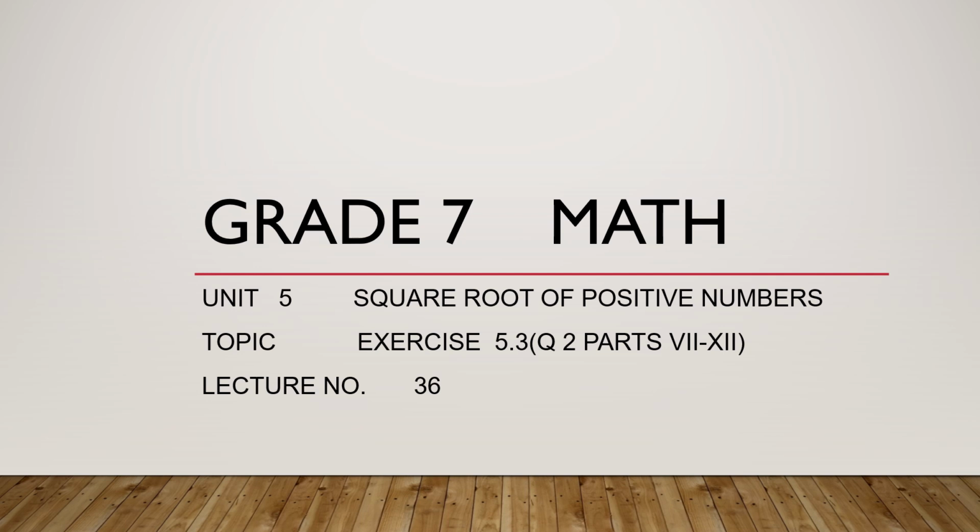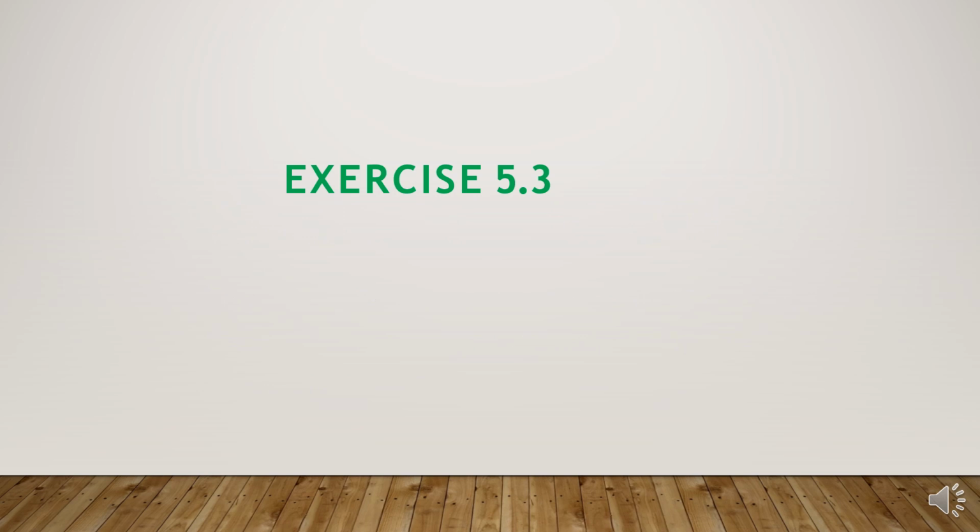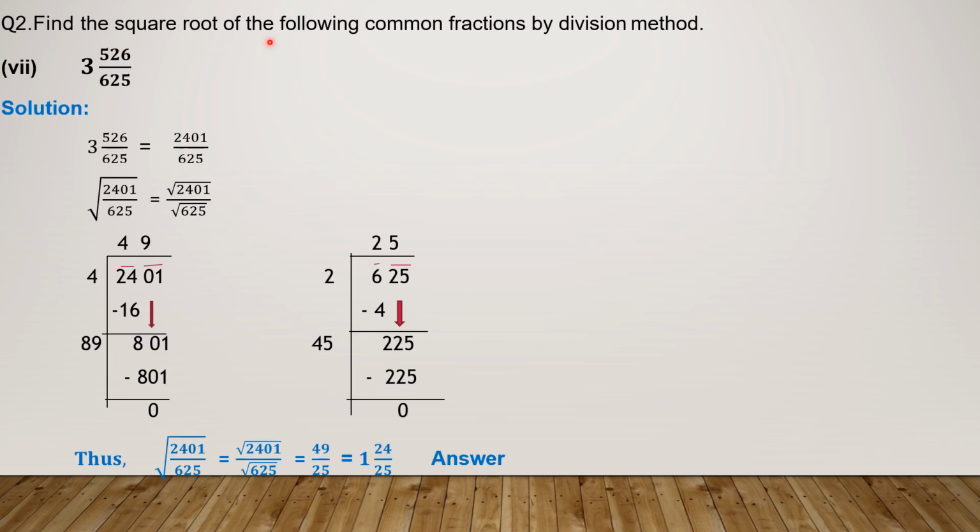Ameen. Dear students, today we are going to solve the remaining parts of question number 2, from part number 7 to part number 12. Exercise 5.3. Question number 2 is: find the square root of the following common fractions by division method. Part number 7 that is given to us is 3 whole 526 divided by 625. Students, what we have to do is find the square root of this fraction.